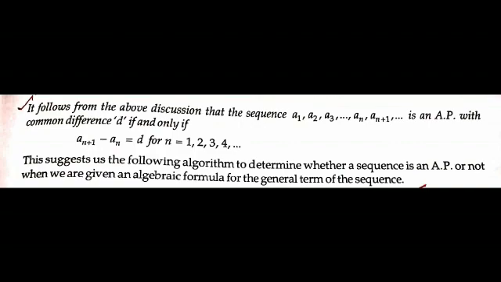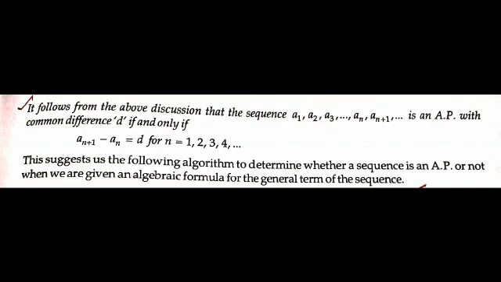It follows from the above discussion that the sequence a1, a2, a3, and so on, an, and next to an is a(n+1), and so on, is an AP with common difference d if and only if the difference between the (n+1)th term and the nth term, that is a(n+1) minus an, is equal to d, for n equal to 1, 2, 3, 4, and so on.